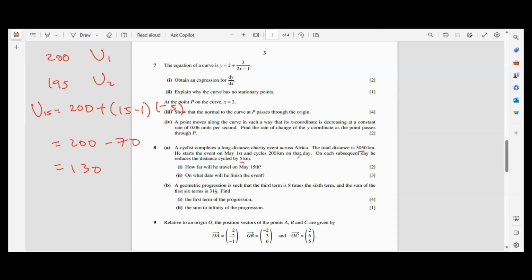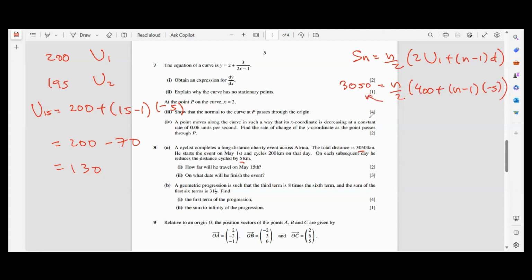So from here, we use this total distance. It means it is Sn, but we do not know the n. Sn equals n over 2 times 2 times u1 plus n minus 1 times the difference. So the Sn, the total, is 3050 equals n over 2, the n being the one we want to find, times 2 times 200, so 400, plus n minus 1, and the difference is minus 5.